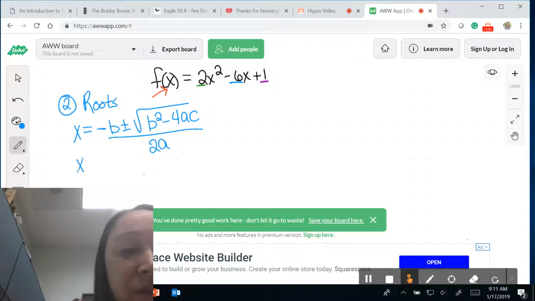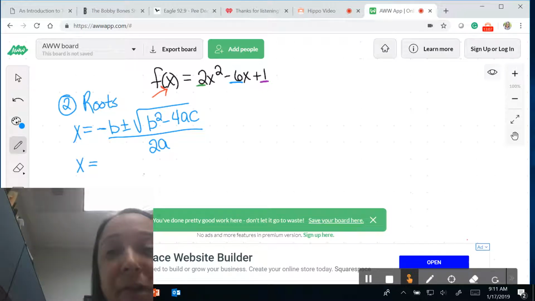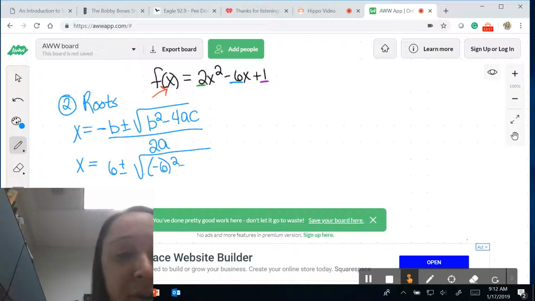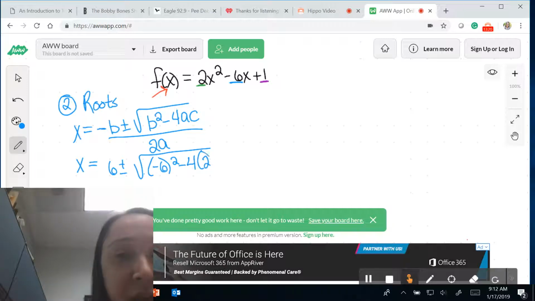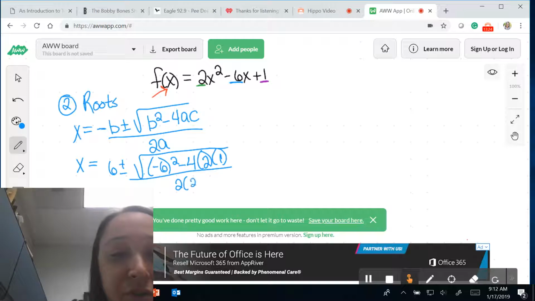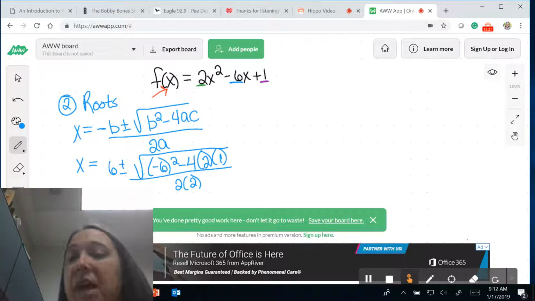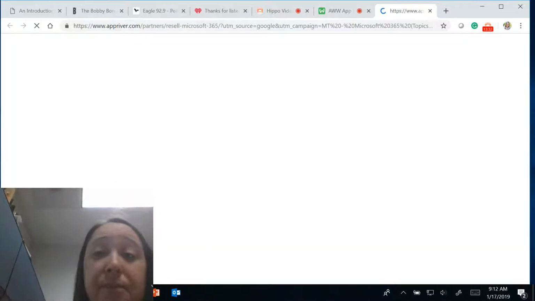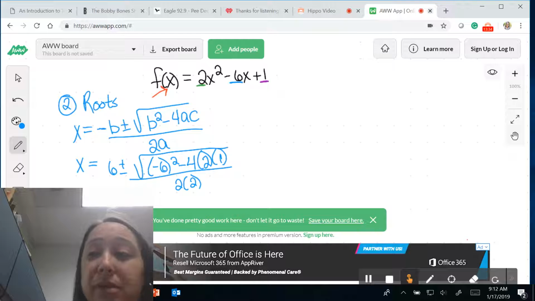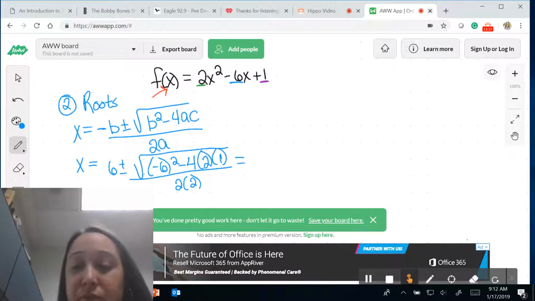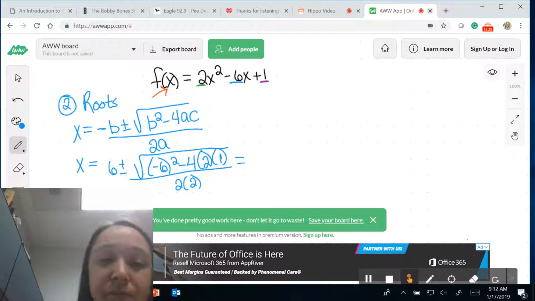So my roots are going to be the opposite of b. So b is already -6, so the opposite of -6 is +6, plus and minus the square root of b squared minus 4ac, all over 2a. I took my numbers and substituted them in. If I'm going too fast, you can slow it down. Y'all bear with me. This is a touch screen, so every once in a while it wants to move somewhere else.